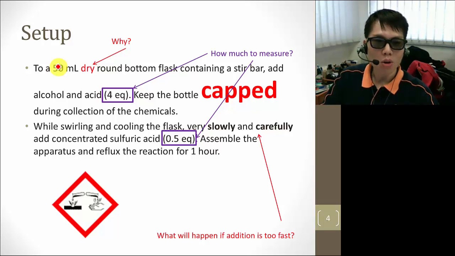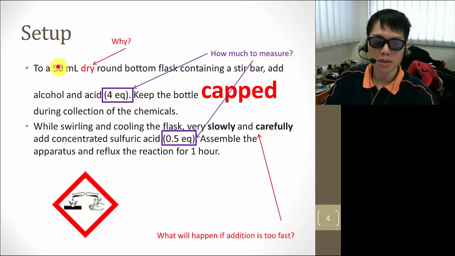Additionally, your alcohol and the acid are anhydrous, so if you have some water inside the round bottom flask, you may hydrate them. You have some heat of dissolution. So you add inside a stir bar, the alcohol and the acid. It says 4 equivalents here. So how do you measure? Equivalence here means the molar ratio is 1:4. 4 times of the acid compared to the alcohol.